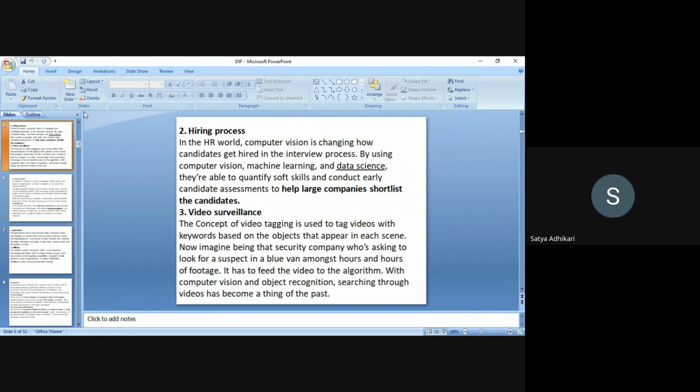Suppose in a security region there is a suspicious car moving, and suppose its color is red, so all the red-colored cars would be analyzed or recognized by the computer vision. With computer vision, the object recognition, we'll discuss how the object is recognized, and object recognition searching through videos has become a thing of the past.